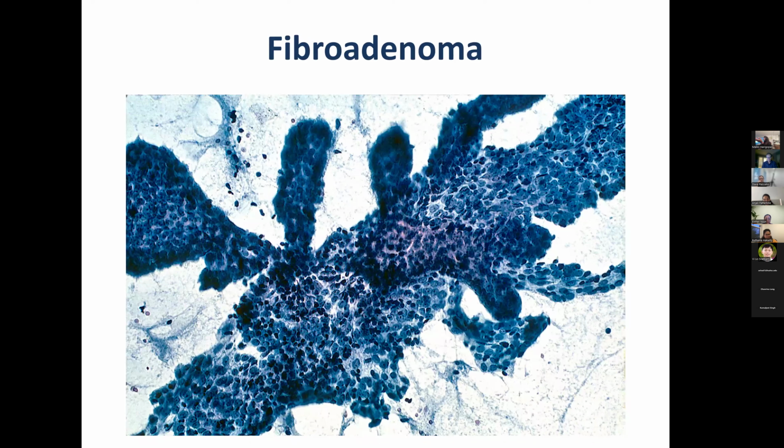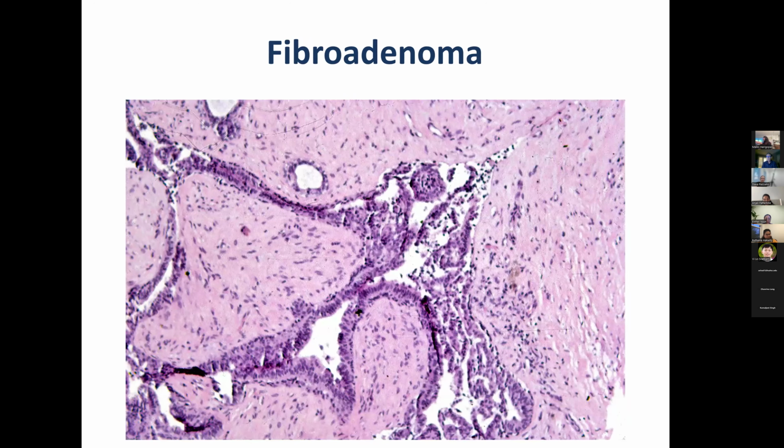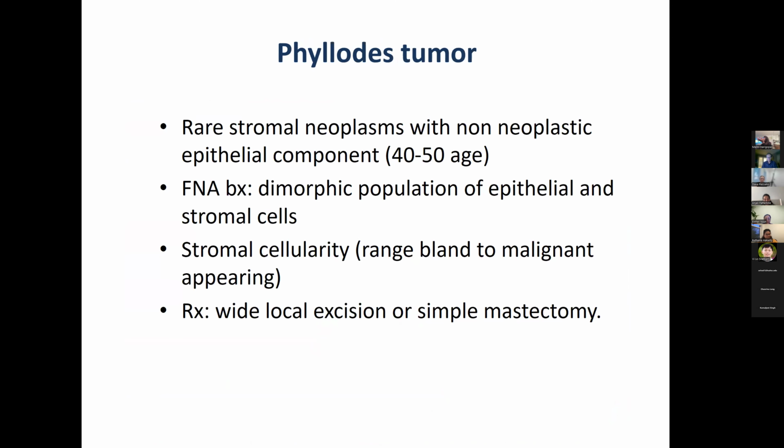And this is what they talk about, the cohesive clusters with these branching antler-like fronds. And this is the histologic correlate where you have a nice biphasic tumor with both the epithelium and the stromal component, and they don't look alarming. This is just a typical fibroadenoma.